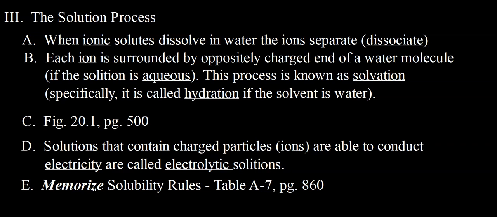When ionic solutes dissolve in water, the water pulls the ions apart from one another in a process called dissociation. So the ions separate or dissociate from one another. It's actually the water molecules that grab onto the ions. The water molecules, being polar, are attracted to the ions. As a result, each ion is surrounded by the oppositely charged end of a water molecule, if the solution is an aqueous solution.